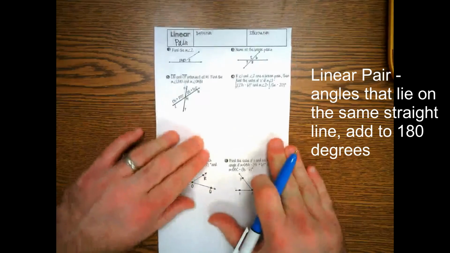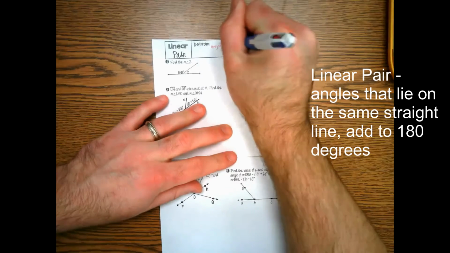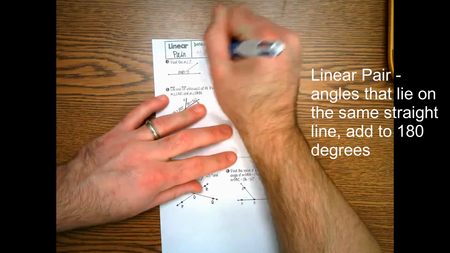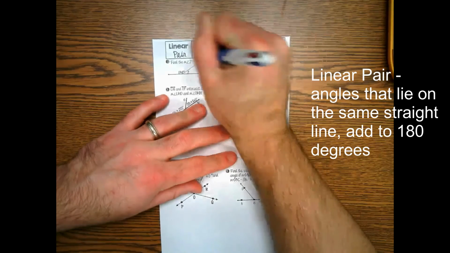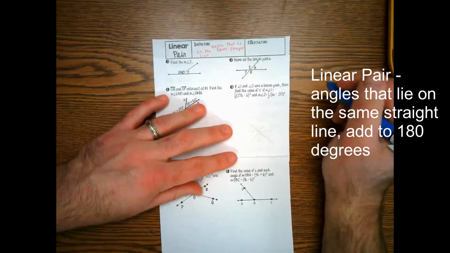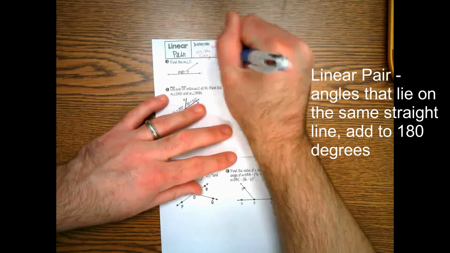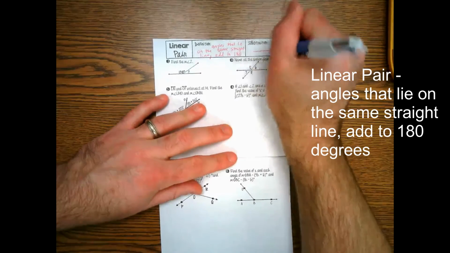All right, so the definition: linear pair are angles that lie on the same straight line, or same straight angle. A straight angle looks like a straight line. We could also put in here they add to 180 degrees. So we've already had a picture that looks like this, but that's a linear pair. Okay, so that's the same picture we had for supplementary.